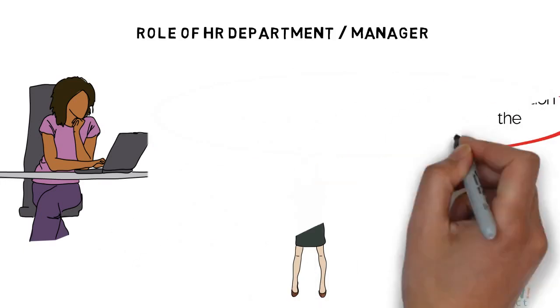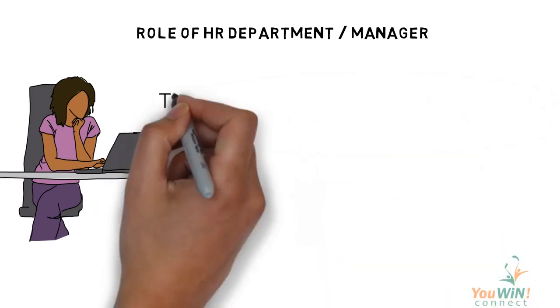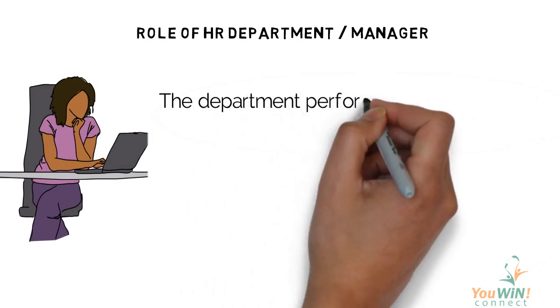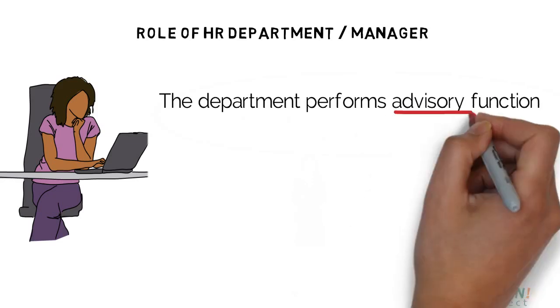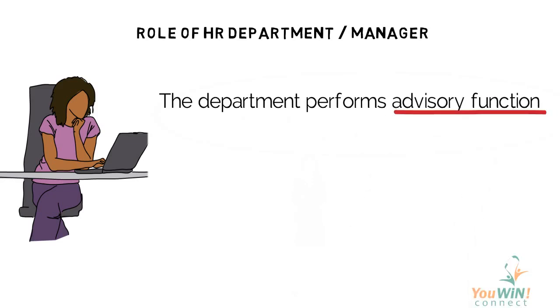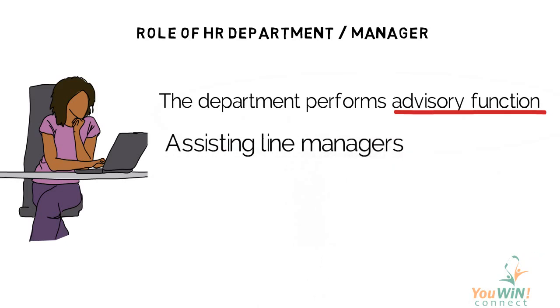Another role is for HR to advise the CEO and department heads about policies and provide clarity on these policies as required. So they have an advisory function. Another one is that HR assists the line managers with any HR-related issues.